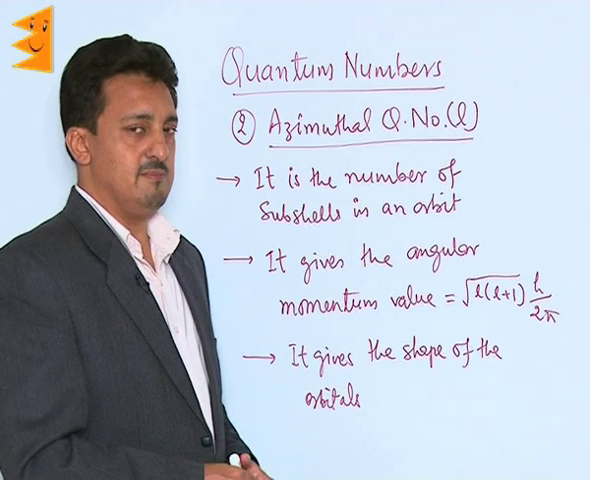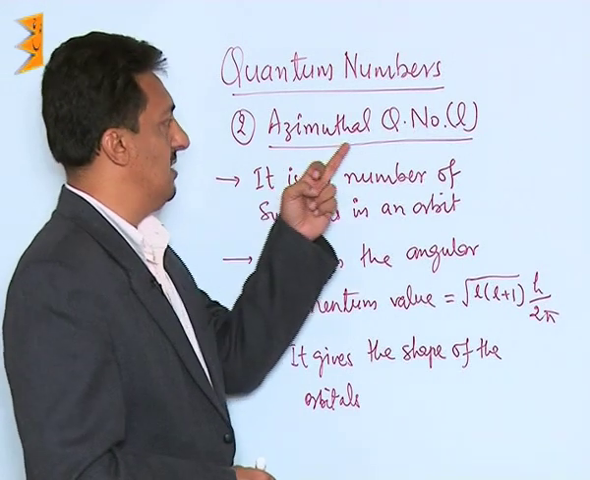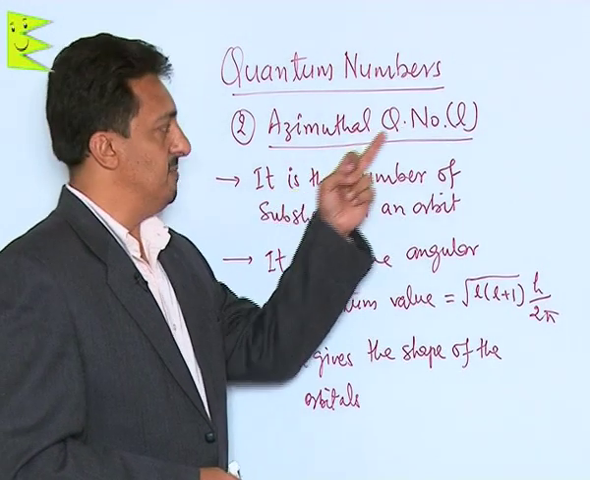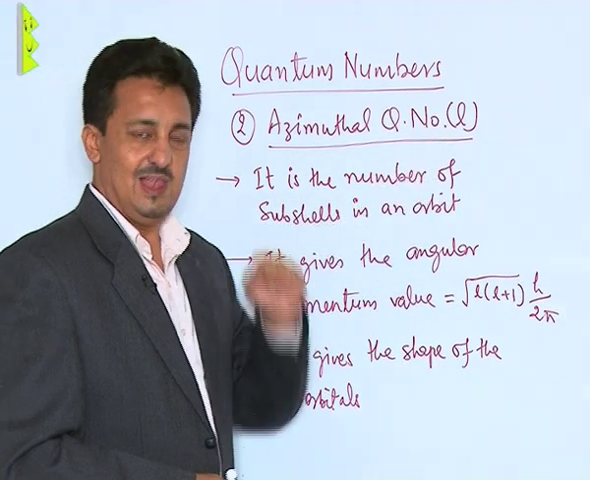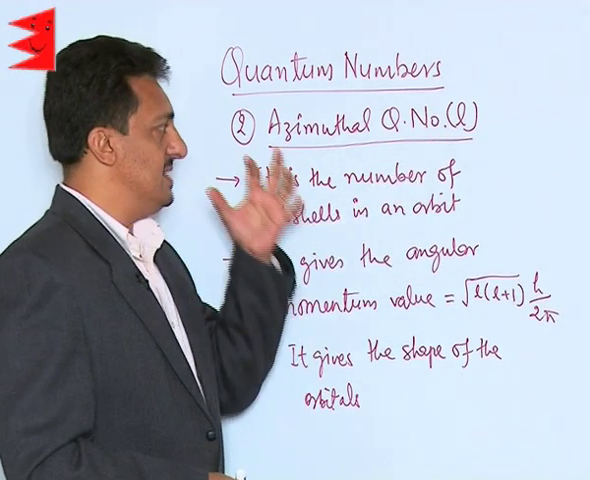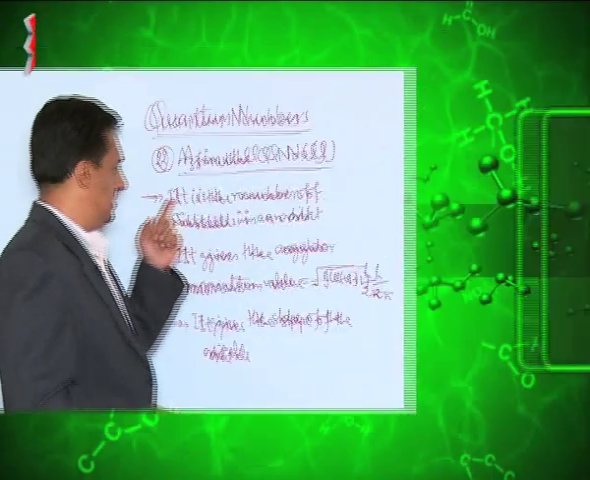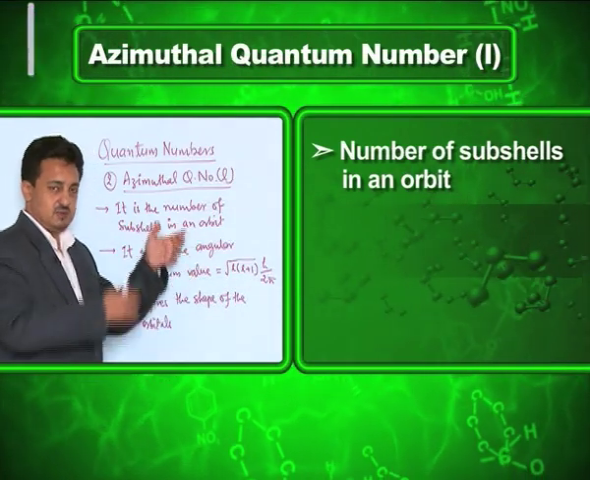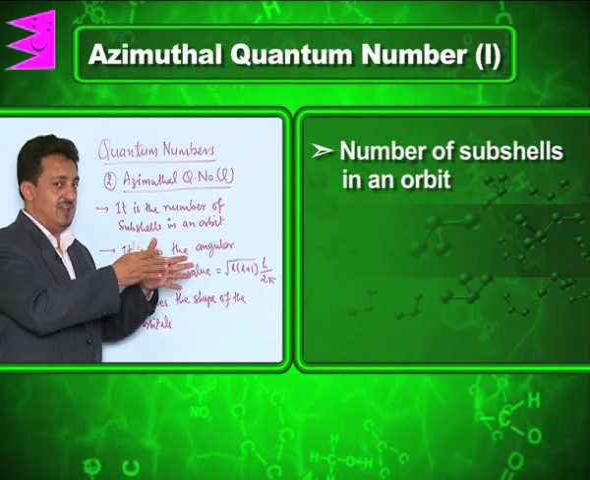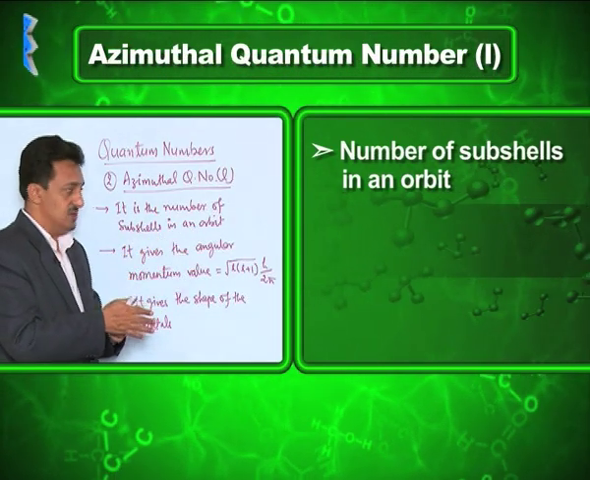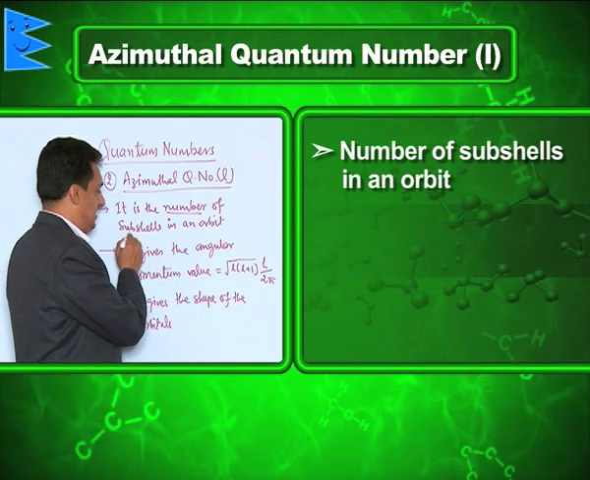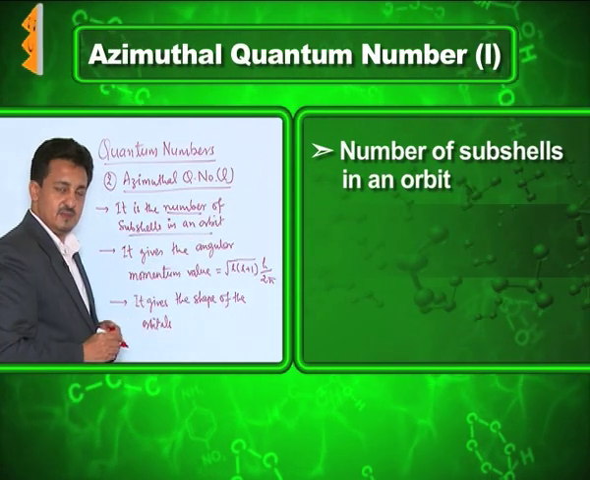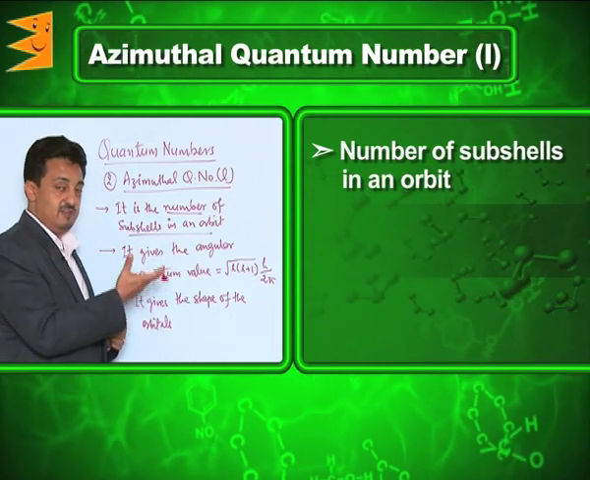The second quantum number is the azimuthal quantum number, which is represented by small l. Now this azimuthal quantum number talks about the number of subshells in an orbit. That means how many further divisions are there in an orbit. So it talks about the number of subshells we have in an orbit, which I have told you is always equal to the orbit number.